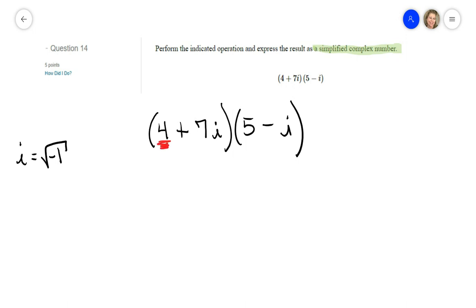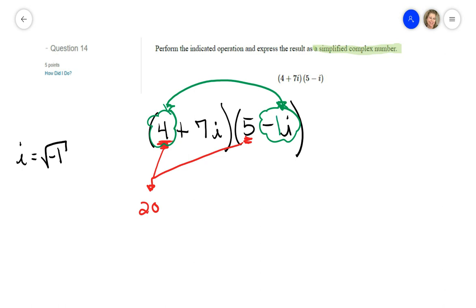So FOIL, remember, F stands for first. So first times first, 4 times 5 is 20. And then O is outside, so I'm going to multiply my 4 at this end times my -i. That's a negative invisible 1i, so that would be -4i. Then you do your insides, which is the 7i. That's a positive 7i times a positive 5, so that's a positive 35i. And then you do last, which is a positive 7i times last, which is a -1i, and that's a -7i squared.